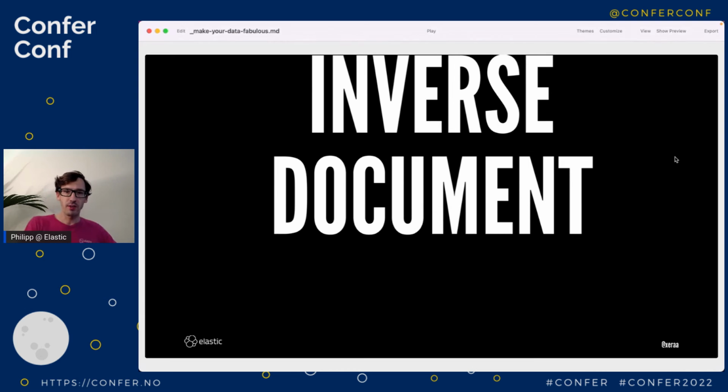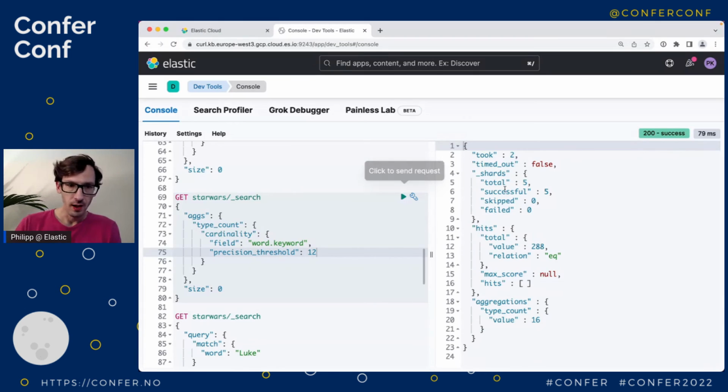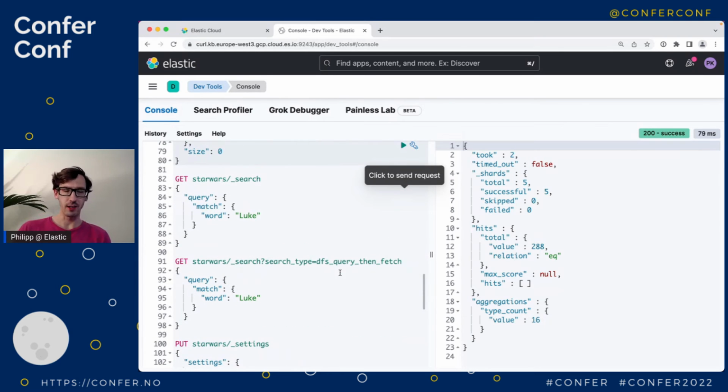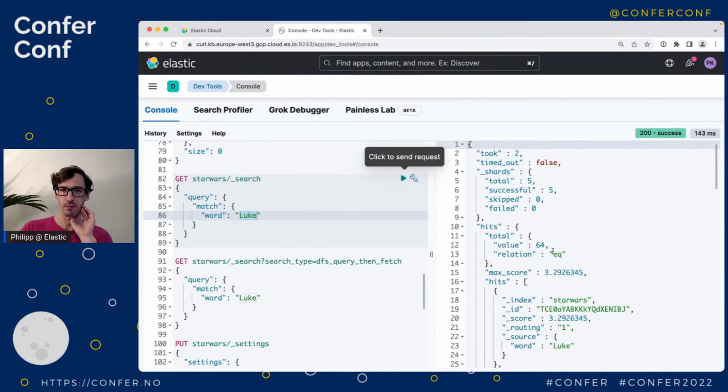Okay, then we have the inverse document frequency. If I search for Luke, that is kind of the core strength of a search engine: you rank or sort documents based on their relevancy. So here I'm doing what you do in full text search. I search for Luke, and then you see I find my 64 Lukes.